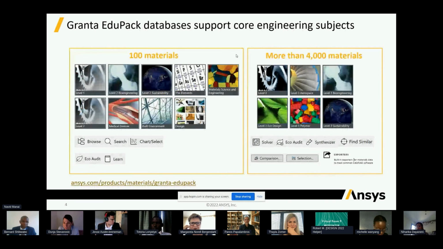In this slide, you can see the databases and tools that can be available within the software. As you can see, databases are essentially categorized into introductory and advanced core databases. On the introductory side, we have information for about 100 materials and processes. And as you can see on the right-hand side, on the advanced databases, there is much more information about a lot more materials available.